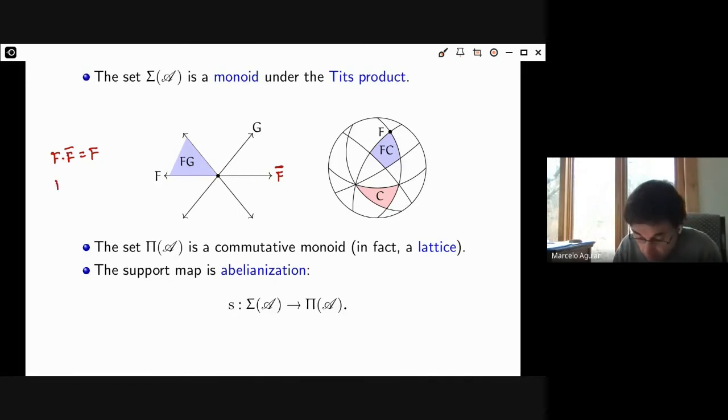Another one is what happens if you multiply F times F. Well, you pick a point in F, you pick another point in the relative interior of F, you walk from one to the other. F is convex, so you're going to stay in F. So F times F is F.